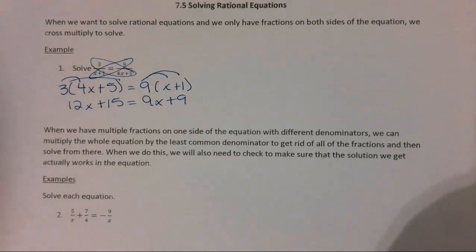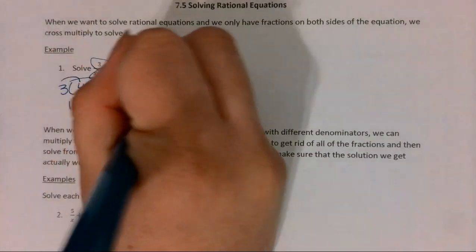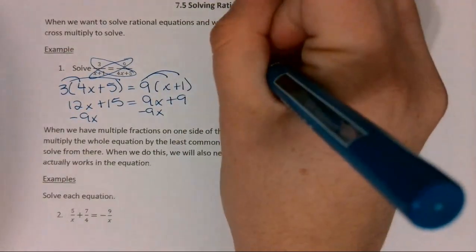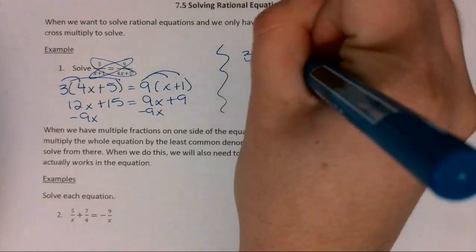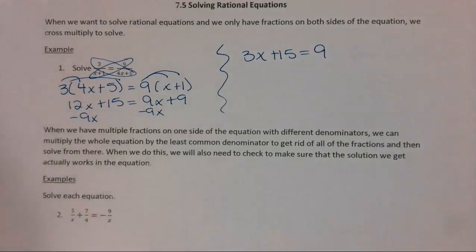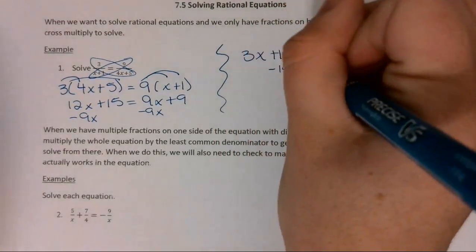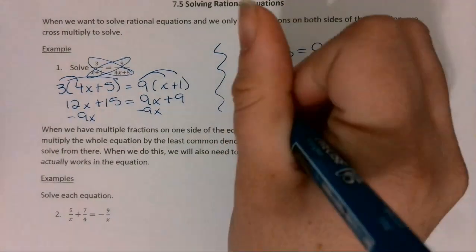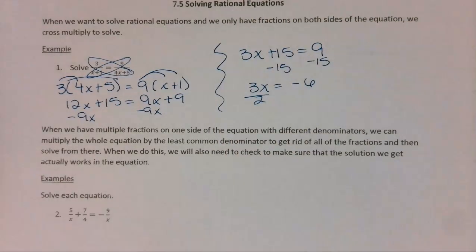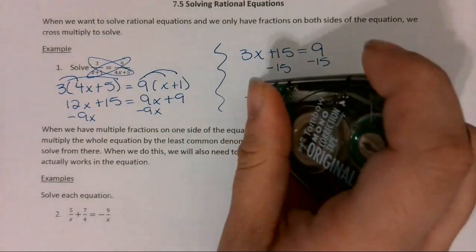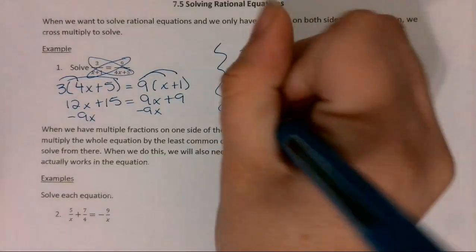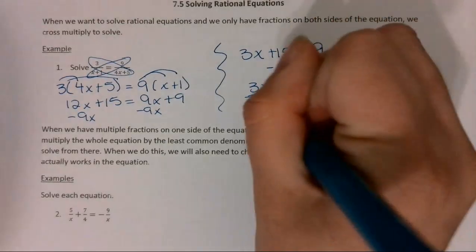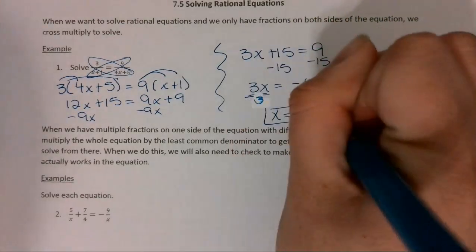I want to get all my variables to one side and all my numbers to the other. I'm going to start by subtracting 9x on both sides. I'm going to do my work over here. Then I have 3x plus 15 equals 9. I want to subtract 15 on both sides. And I get 3x equals negative 6. Then I divide by 3 on both sides. And then I get x equals negative 2 for my answer.